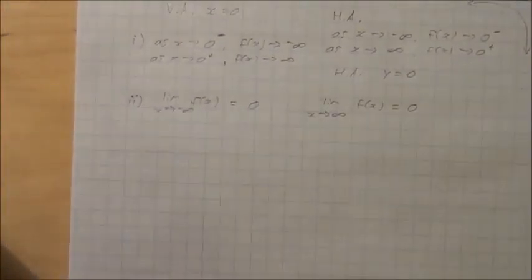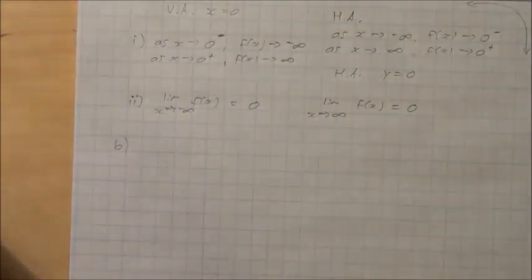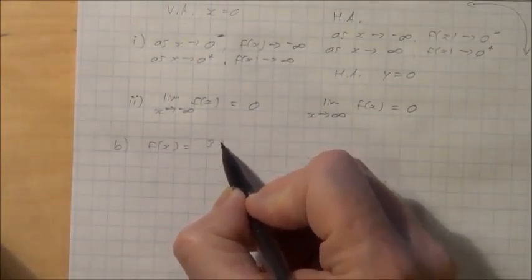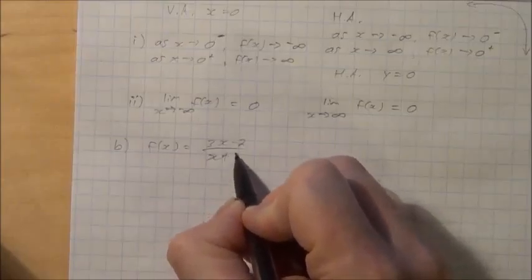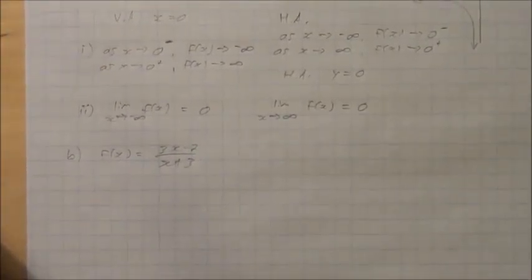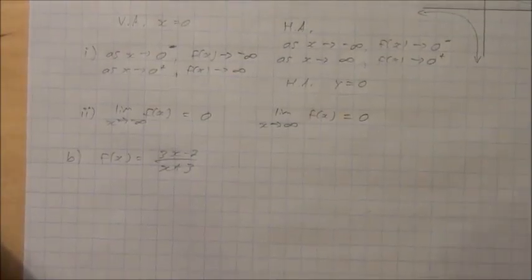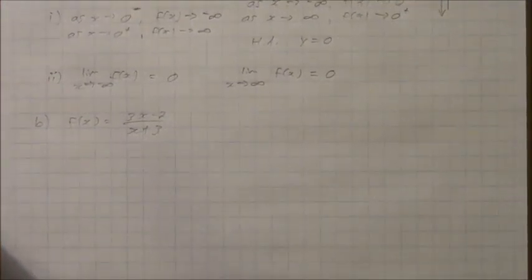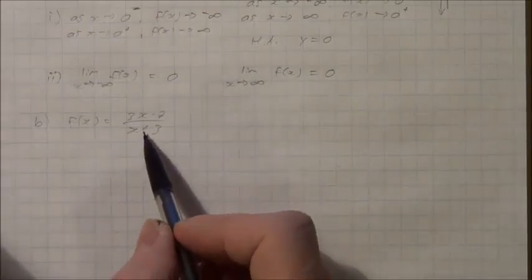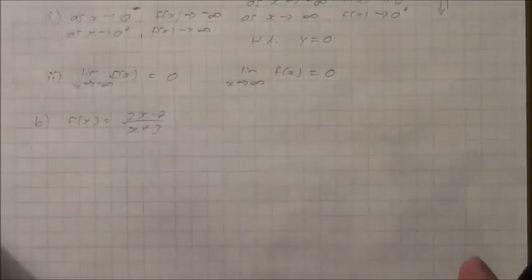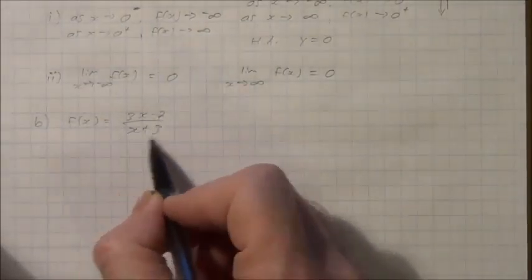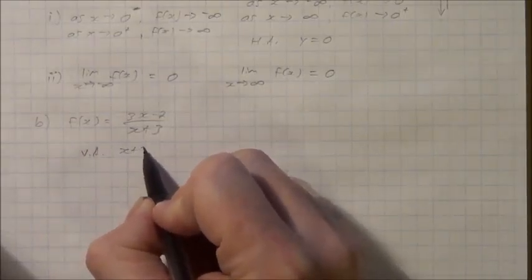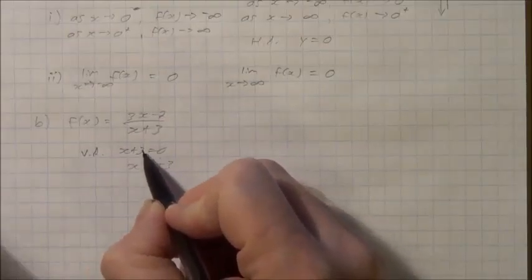Now if we move on to question B, same sort of idea. The function now is a little bit more complicated: it's 3x minus 2 over x plus 3. We're going to do the same sort of thing and first find the vertical asymptote. You can't divide by 0, so the function does not exist when the denominator equals 0. So the vertical asymptote is when the denominator equals 0, which is when x equals negative 3.